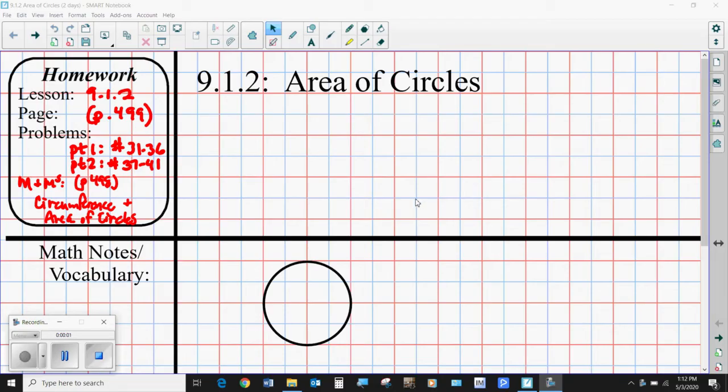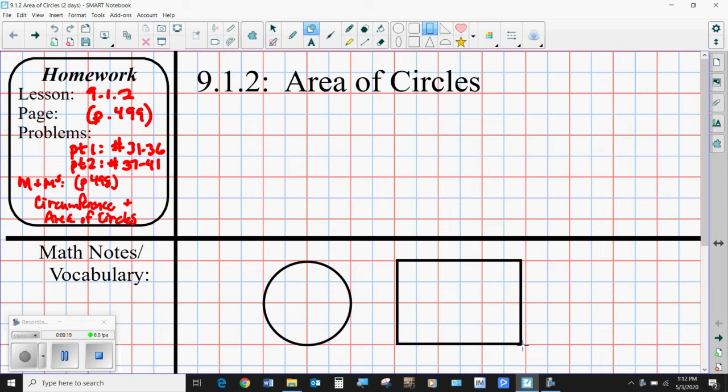Alrighty, here we go with our lesson for today, chapter 9.1.2. We're going to start exploring how to find the area of a circle. As you may recall, when you find the area of any shape, you're trying to find the number of square units that fit inside that shape.